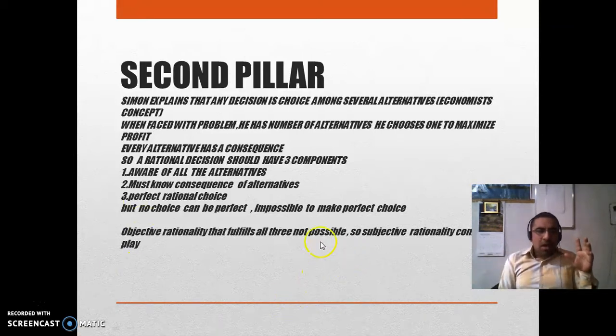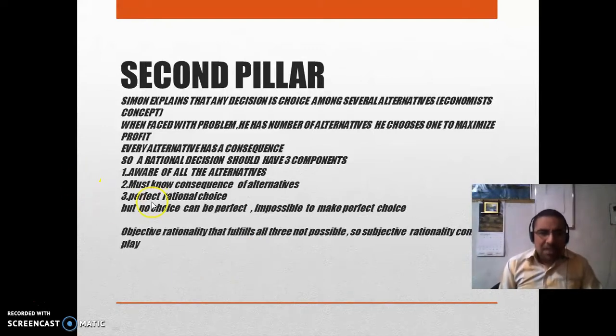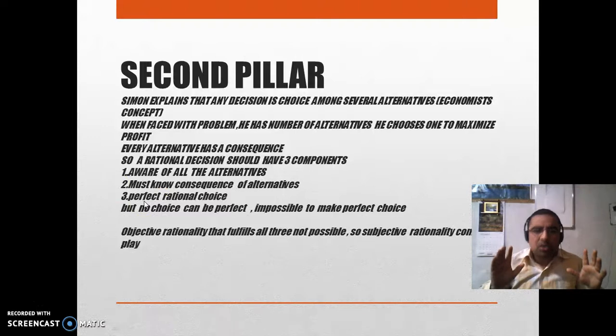Second thing is, you must know the consequences of the alternatives. You must know that if I go to meet a friend, maybe I'll end up spending a lot of money. If I go on a ride, maybe I may meet an accident, God forbid. So if you must be aware of all the alternatives, you must then be aware of the consequences of all the alternatives. And the third thing is, you have to take a perfect rational choice. So these are the three components of a rational decision.